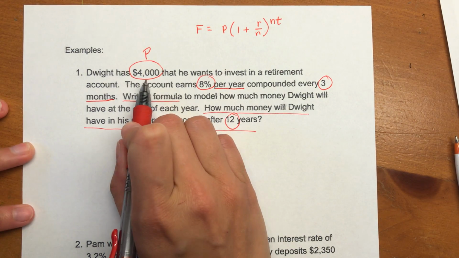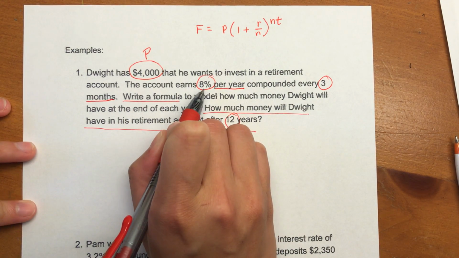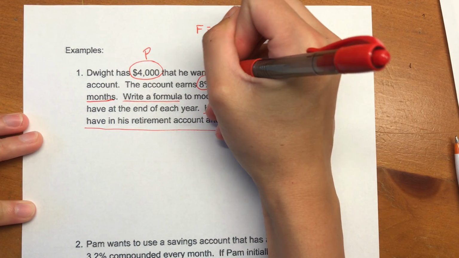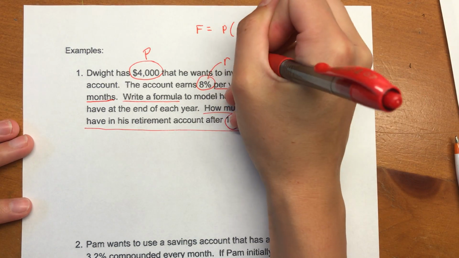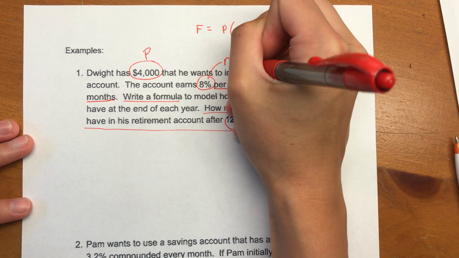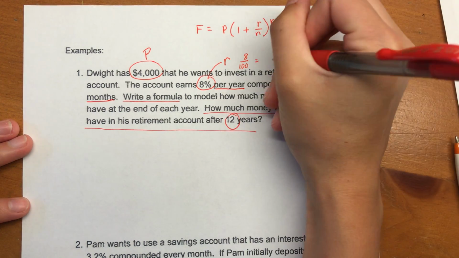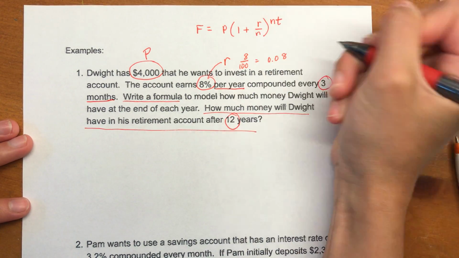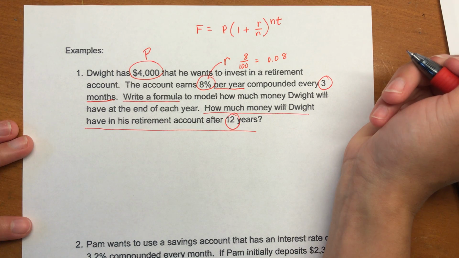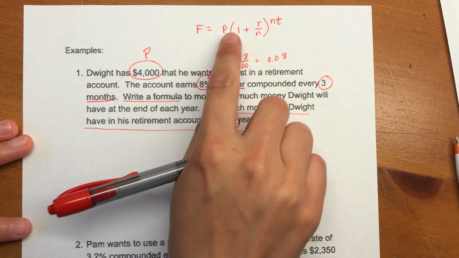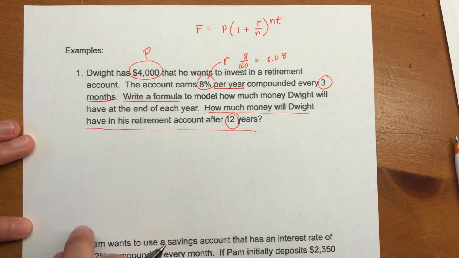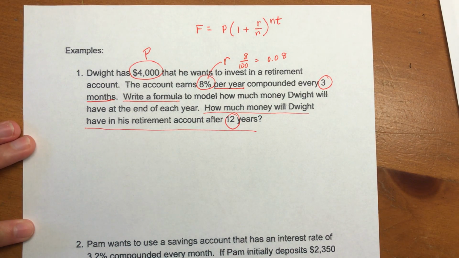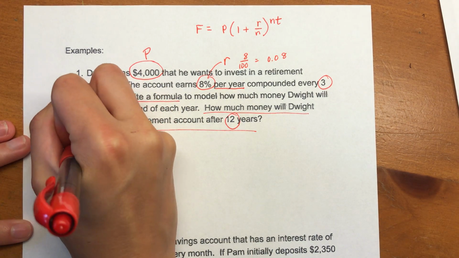So we've got my P value, and then I've got a percent right here, which we know should be my R value. But R has to always be a decimal, right? So if I have a percentage, I'm going to say 8 divided by 100 to get my decimal, which is 0.08. Now, we've got my P and we've got my R. Now, the new part is the N. The N value, remember, is the number of compounding periods in 1 year. So first we're going to figure out what is the compounding period.